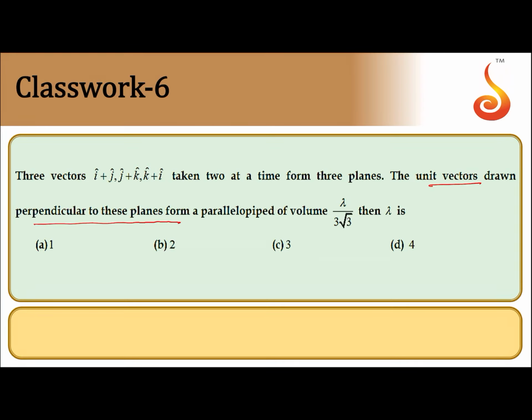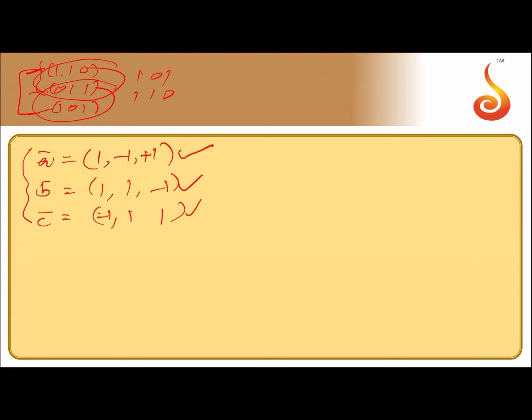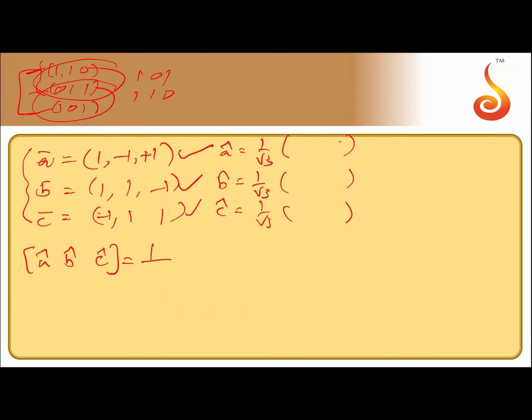The unit vectors drawn perpendicular to these planes form a parallelepiped with a volume. Yes, and unit vector in this A cap is equals to 1 by root 3 times of this vector. And B cap is equals to 1 by root 3 times of this. C cap equals to 1 by root 3 times of this one. And the volume formed by these is given by A cap, B cap, C cap is equals to, it is 1 by 3 root 3 times of 1 minus 1, 1, and 1, 1 minus 1, minus 1, 1, 1, determinant magnitude of it.